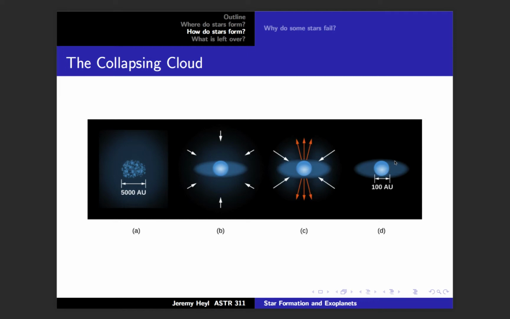So keep in mind, Saturn is 10 AU away from us. So this is a few hundred times the size of the solar system, but much smaller than the distance between stars today, which is about 200,000 AU. So that's much bigger than this.